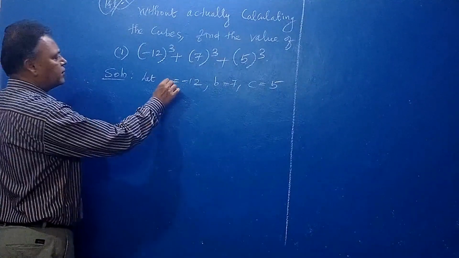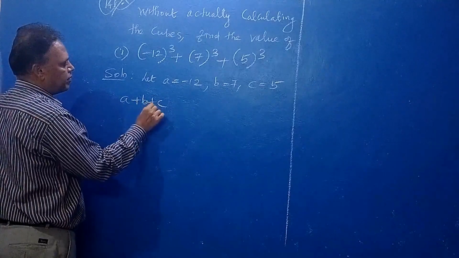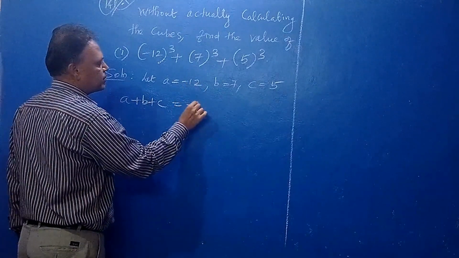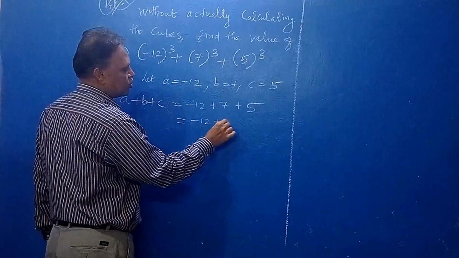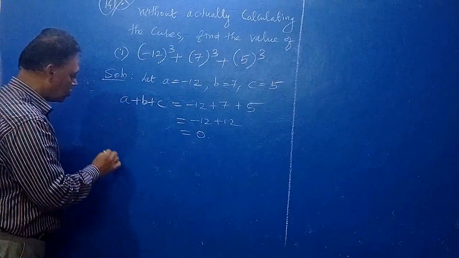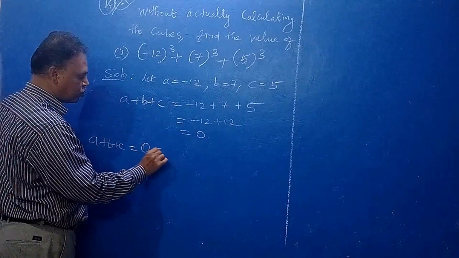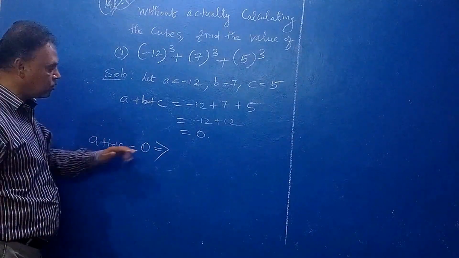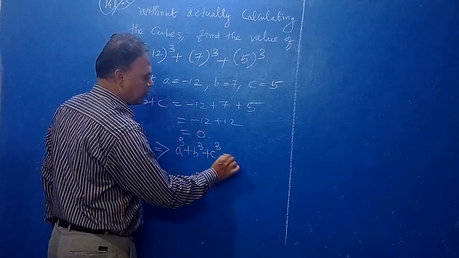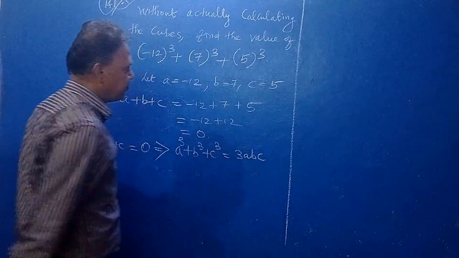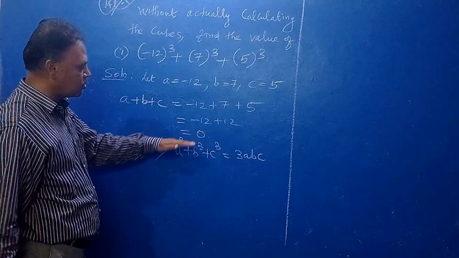Now just add A plus B plus C. What are you getting? A is minus 12, B is 7, plus 5. So minus 12 plus 12, how much? 0. So earlier we proved that if A plus B plus C equals 0, then A cube plus B cube plus C cube equals 3ABC. 11th formula. Clear? Very important. You are getting A plus B plus C equal to 0, so you can write like this.